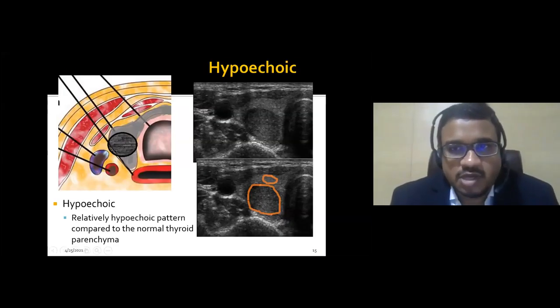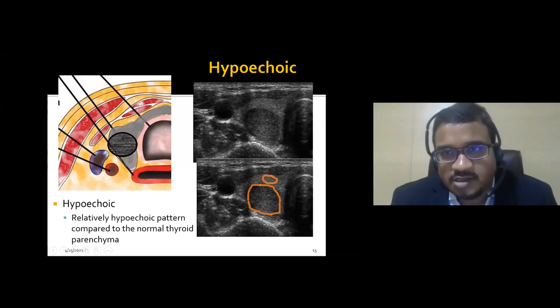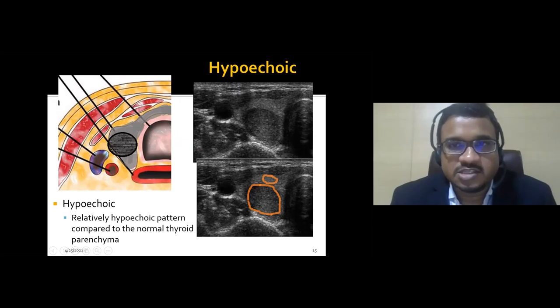Now we'll discuss the hypoechoic nodules. So again, we go back to the anatomy. As you can see, this is the thyroid gland here. Similarly, this part is the thyroid gland, and there is a nodule here. This nodule's echogenicity is less compared to the normal thyroid tissue here. So this part is the normal thyroid tissue, and the echogenicity is lesser compared to it. These are called hypoechoic nodules.